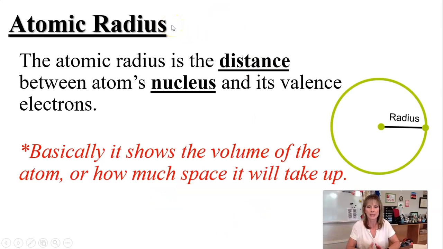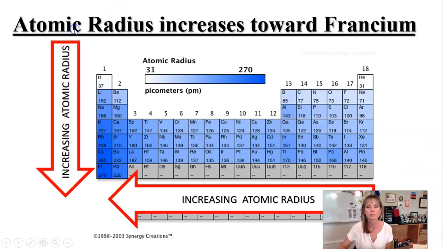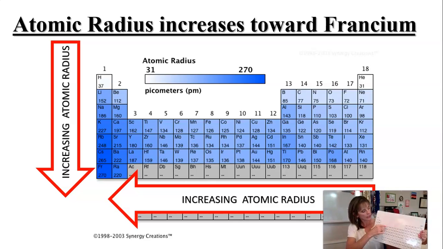Okay, first, atomic radius. It's just exactly what it sounds like. Atomic radius is the size of an atom. It's the distance from the middle, or the nucleus, to the outer edge of that electron cloud. It's the radius from the center to the outside edge. It's the distance between an atom's nucleus and its valence electrons. Atomic radius increases toward francium. So when you're looking at the periodic table, atomic radius increases going this way and it increases going this way.